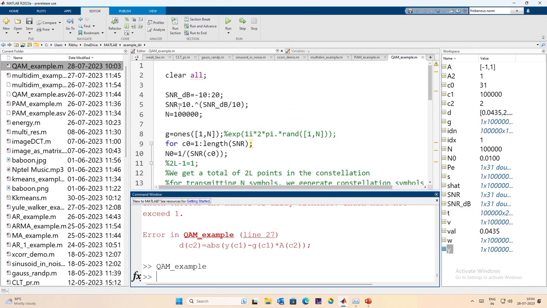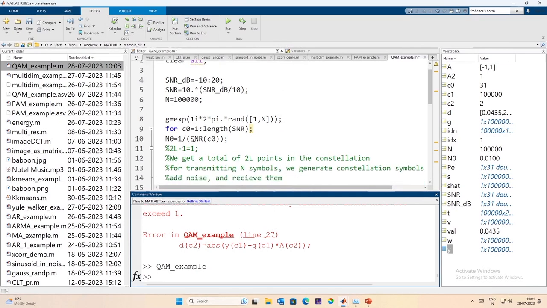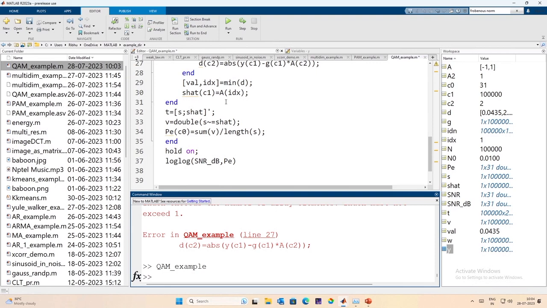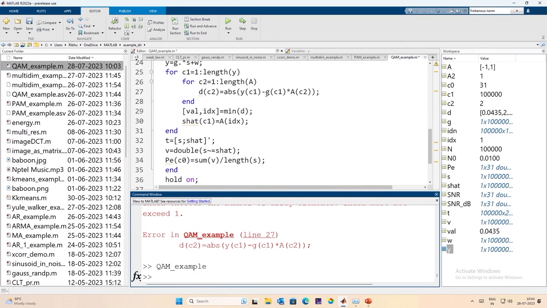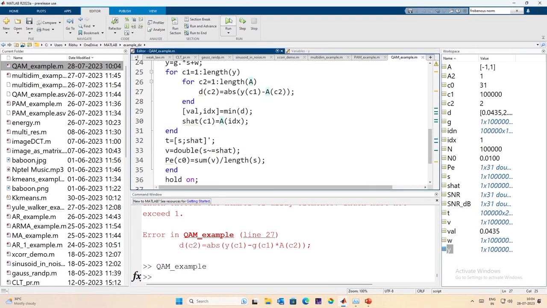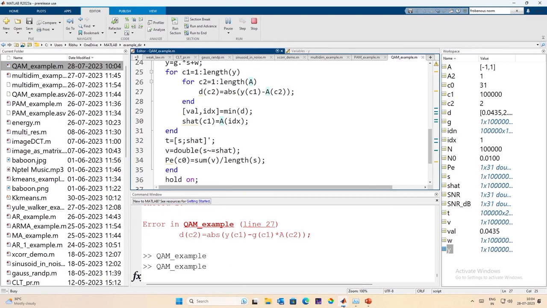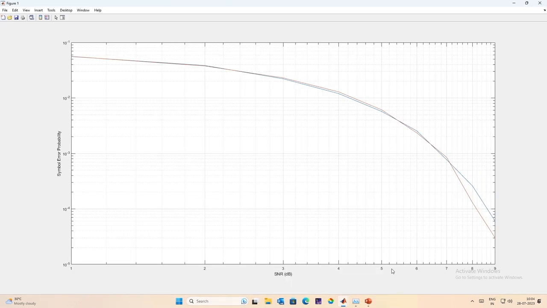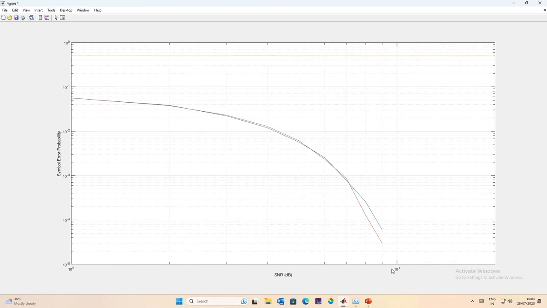Now, let us say that we do not know this phase. Then what happens? Say, I introduce the phase shift, but I do not know this arbitrary phase shift. I'll superpose this over the other two and let us see what happens. When there is an arbitrary phase shift that we do not know, we get a straight line that is fixed at a probability of error of half, more or less 0.5, because in case of BPSK, the probability of error is half.